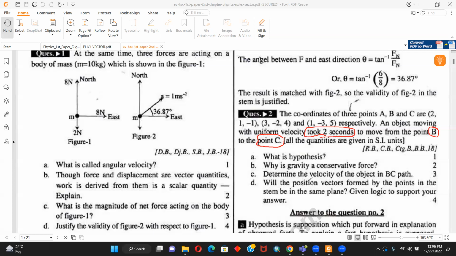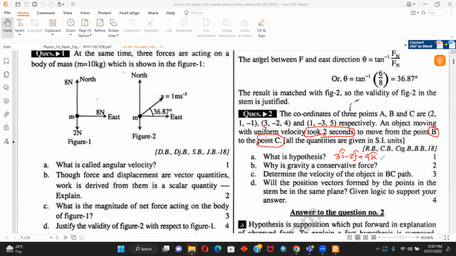What does this 3, minus 2, 4 represent? What does 3 represent? This is the x coordinate, right? That means it will be 3i, then minus 2j plus 4k. Okay, all right. So whenever you see coordinates like this, you can transform it to position vectors like this. So this is B's position vector.